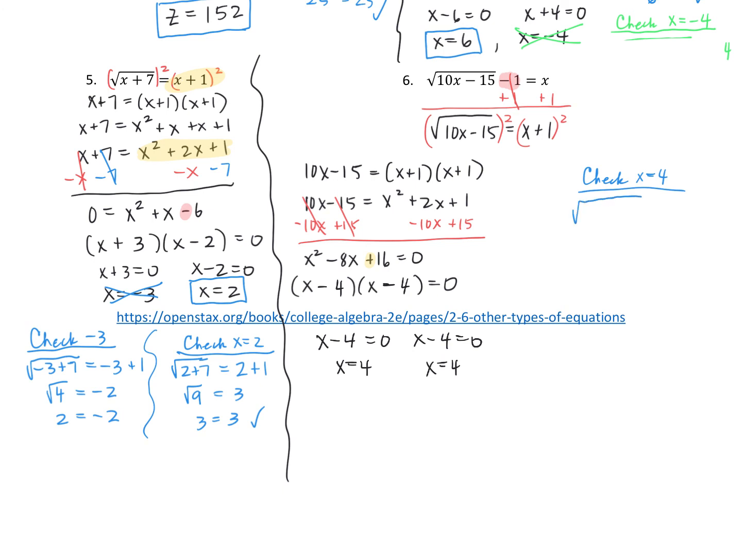So I have the square root of 10 times 4 minus 15, then minus the 1 equals, instead of x, I need to put in 4. So 10 times 4 is 40. 40 minus 15 is 25. Bring everything else down. The square root of 25 is 5. 5 minus 1 is 4. 4 equals 4 is the statement at the end. It's true. So x equals 4 is my solution for number 6.